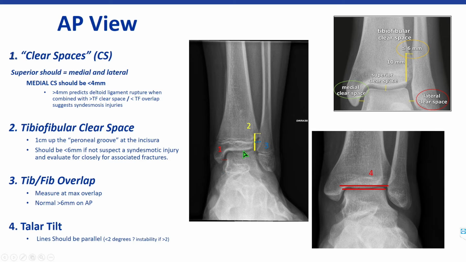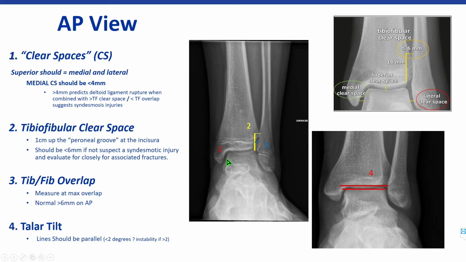So first, just evaluating the clear spaces across this talus. They should be pretty symmetrical, so you shouldn't be really wide on the medial side comparatively to the lateral side or even the superior clear space here. Particularly, you want to pay attention to that medial aspect, or that medial clear space. This is where that deltoid complex is, and if there's widening through here, that usually represents a deltoid tear, and you need to be concerned about ankle instability.